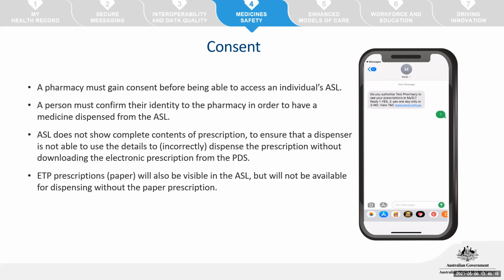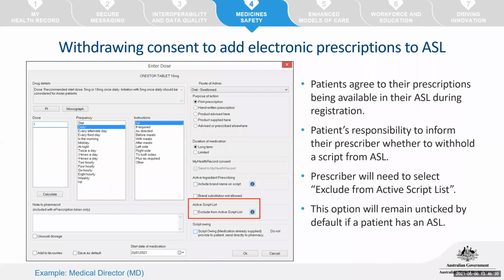individuals can still be getting handwritten prescriptions, which won't go on to the active script list, or if they've requested for a script to not be added to their active script list, then obviously that one won't be available within the active script list either. So, as I said earlier, it is possible for patients to request that prescriptions not be uploaded to their active script list. Now, by default, electronic prescriptions will be added.